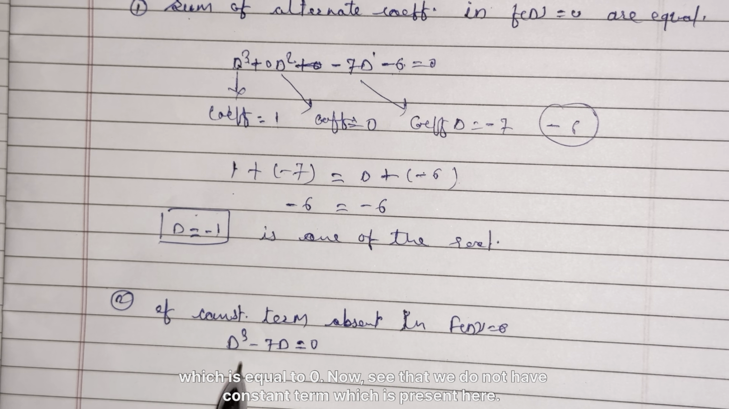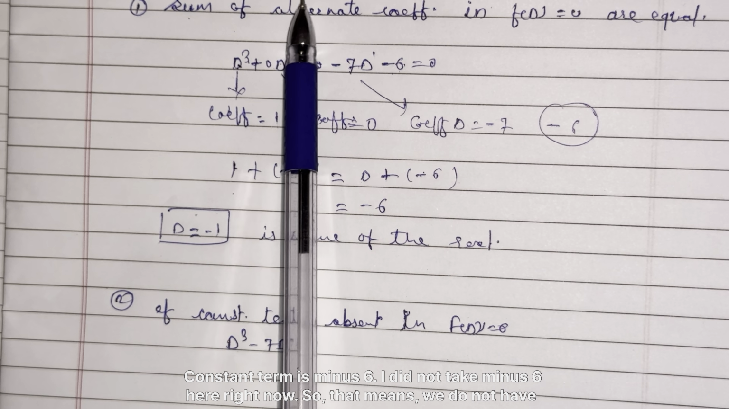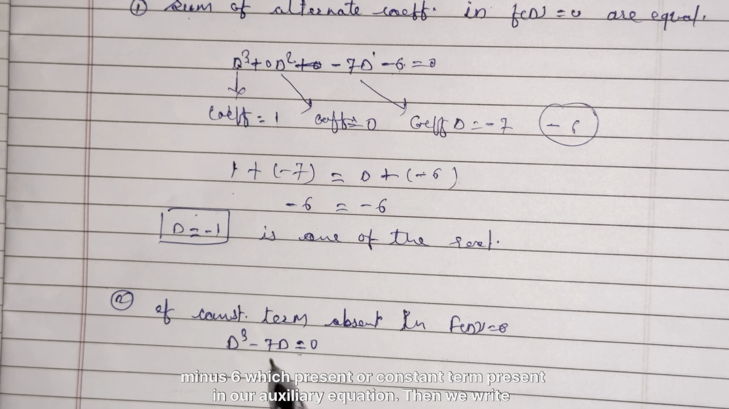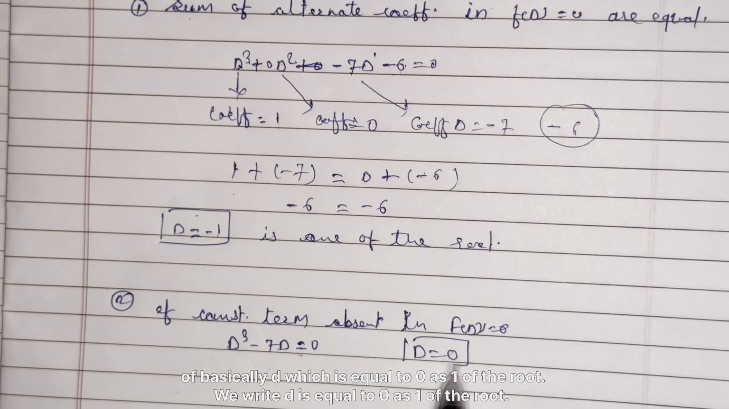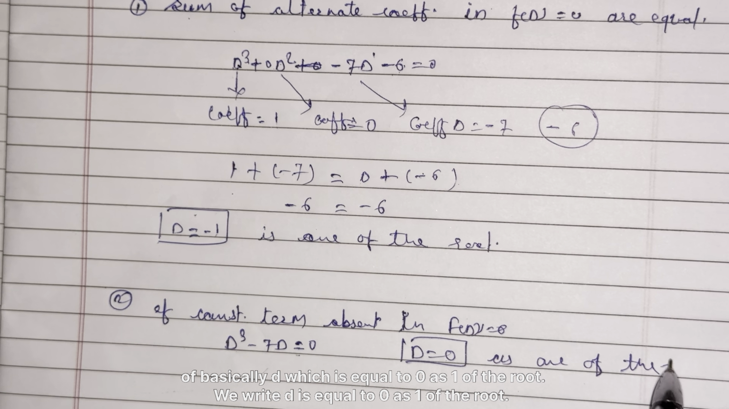Now see that we don't have the constant term present here. The constant term means minus 6, and I didn't take minus 6 here right now. So we don't have the constant term in our auxiliary equation. Then we obviously write d equal to 0 as one of the roots.